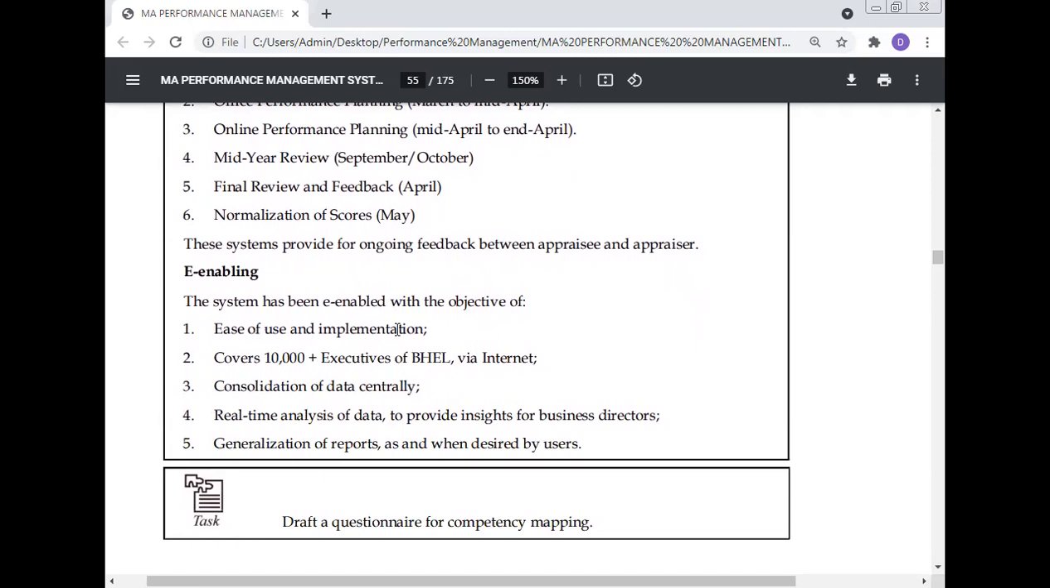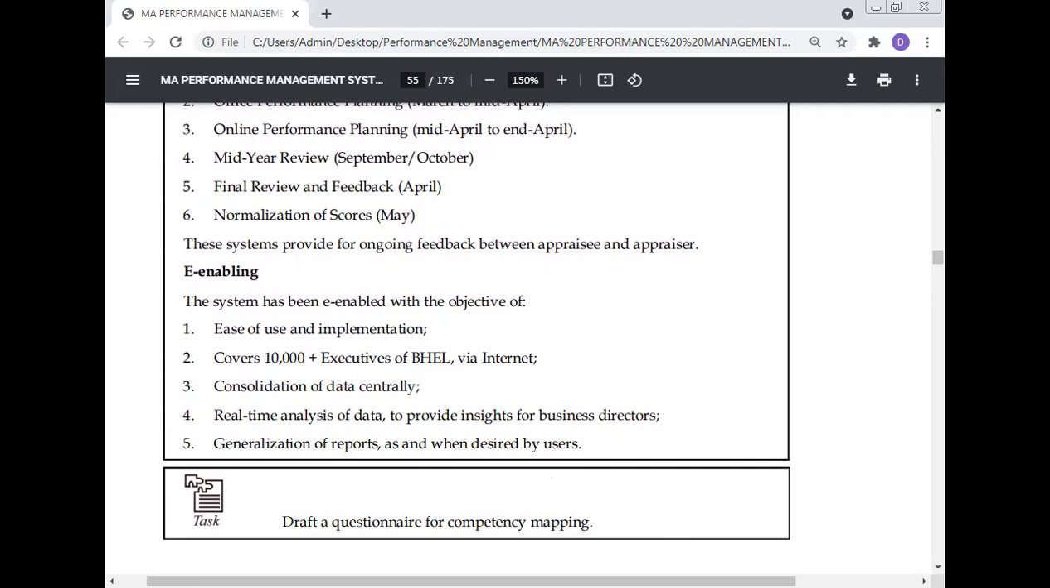E-enabling. This system has been enabled with the objective of ease of use and implementation. It covers 10,000 plus executives of Vale via the internet, with consolidation of the data centrally, real-time analysis of the data to provide insight for the business directors, and generation of reports as and when desired by the users.